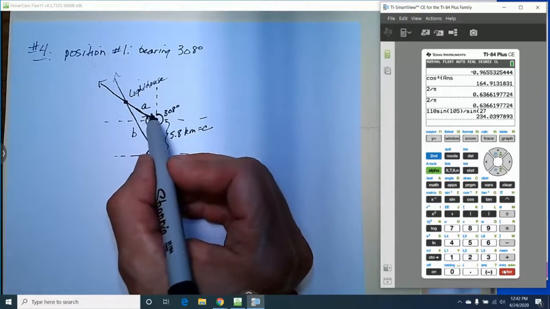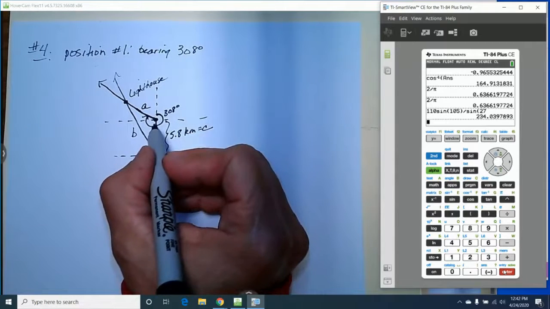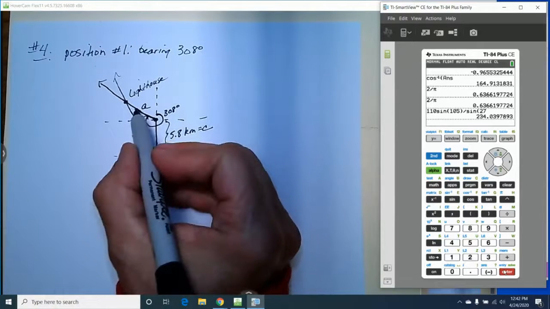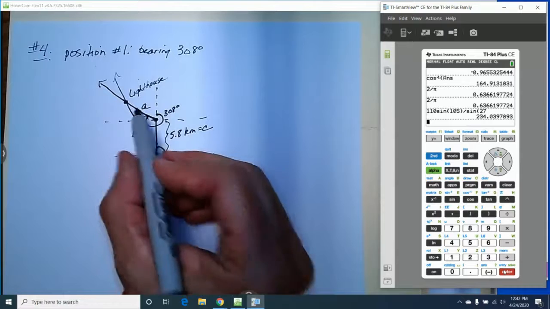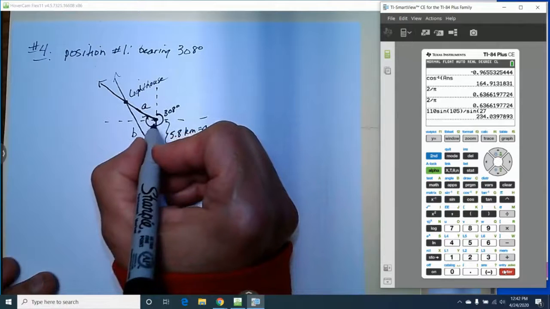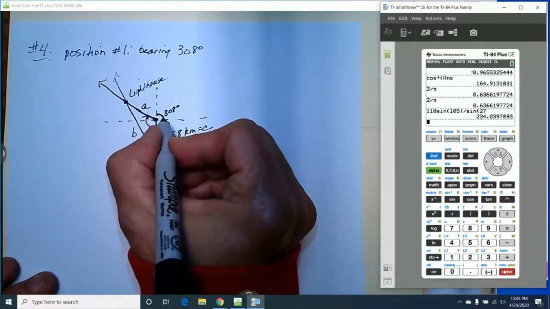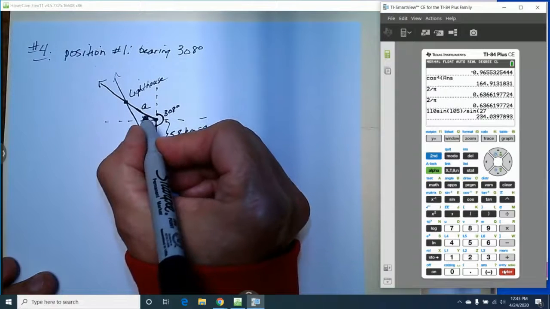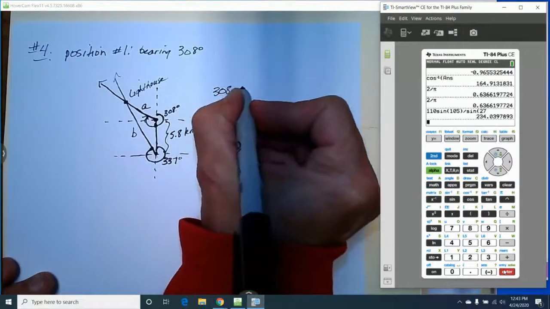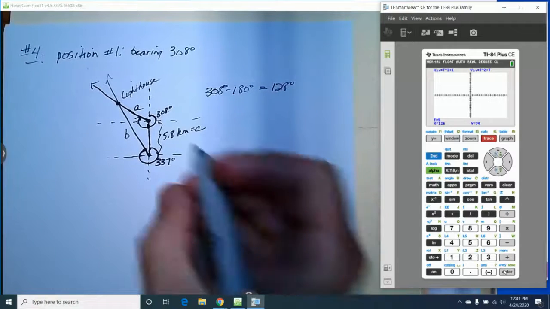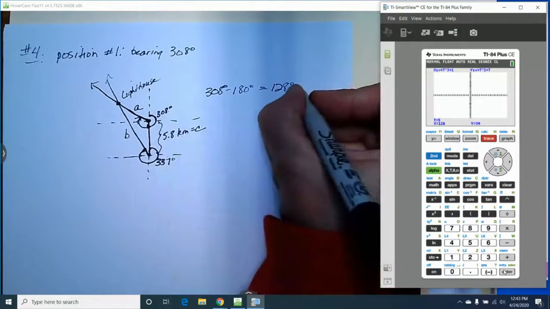So I have enough information to find this angle of the triangle and this angle of the triangle. If I can find those 2 angles, then I can find the 3rd angle, and that will give me an angle with the side across from it, which means I can use the law of sines. So let's look for this angle first. If this complete angle from here across to here is 308, from here down to here would be 180. So to get this from here to here, I would take 308 and subtract 180 degrees. And that gives me 128 degrees. So that is my angle B.